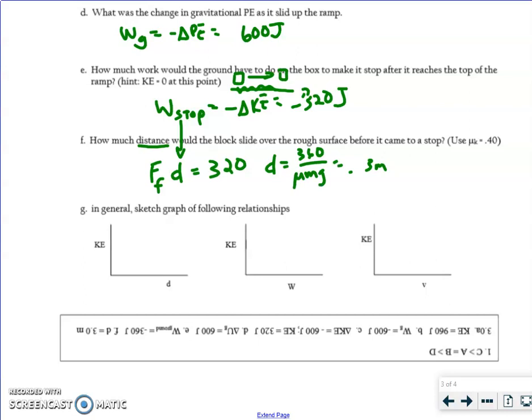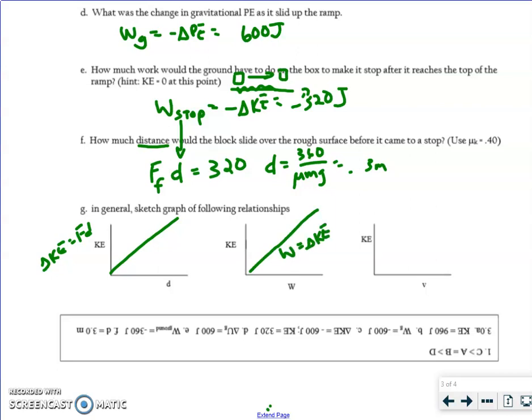Okay, now we want to understand graphs. So with graphs, we have kinetic energy versus distance. What we see is the connection is any change in kinetic energy is equal to a force times distance. So it's going to be a linear relationship. It could be a negative linear relationship if we're losing kinetic energy, but it's linear. Kinetic energy versus work, that's also linear, because we know work goes towards a change in kinetic energy.